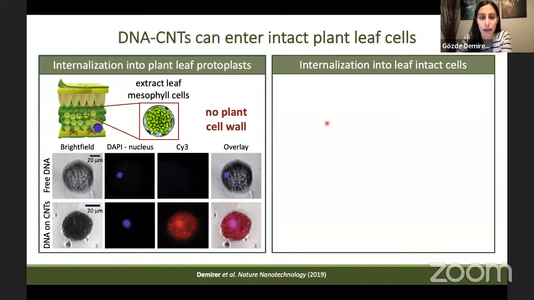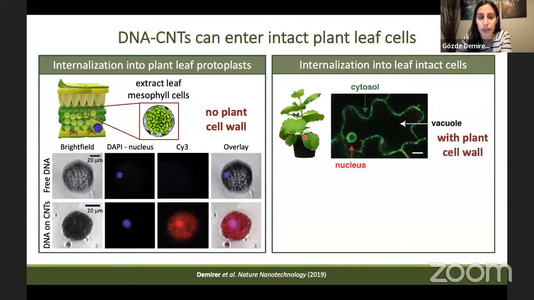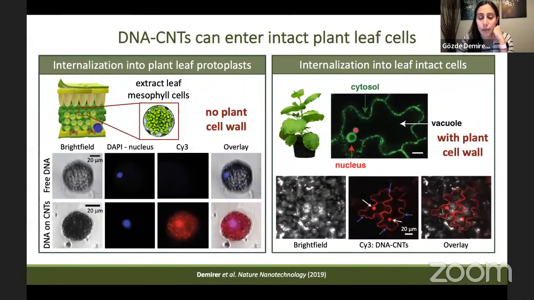And in this case, I'm showing here an image from a tobacco plant, and this is just a reminder that when we look at the epidermal cells of these plants, there is a huge vacuole in the center of this cell. So then the cytosol is pushed to the cell wall. So here the green contour is where the cytosol is, and this circle here is the nucleus. So keeping this in mind, when we look at the DNA carbon nanotubes that are tagged again with the Cy3, we see them inside the cells, both in the cytosol and in the nucleus.